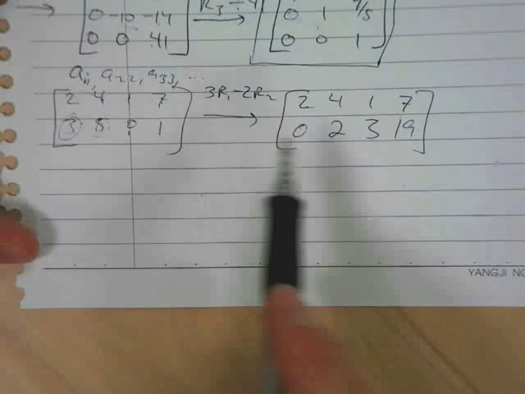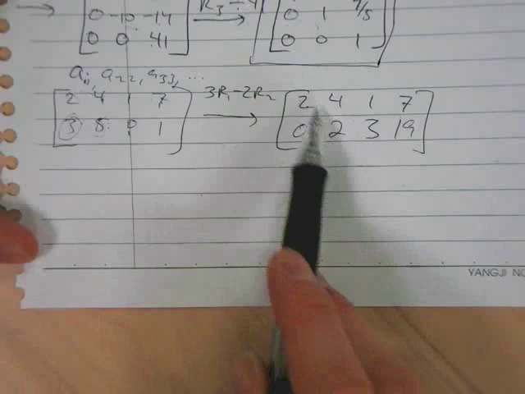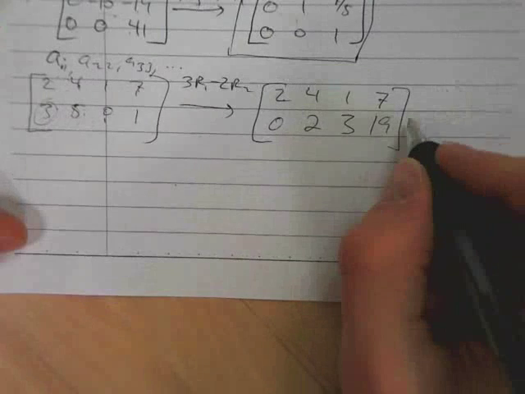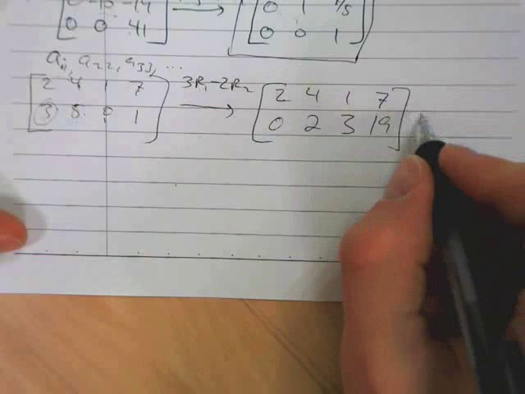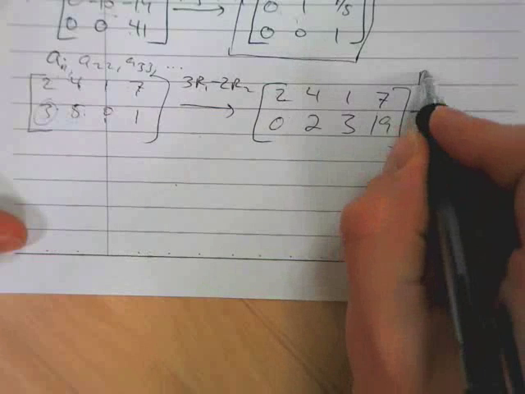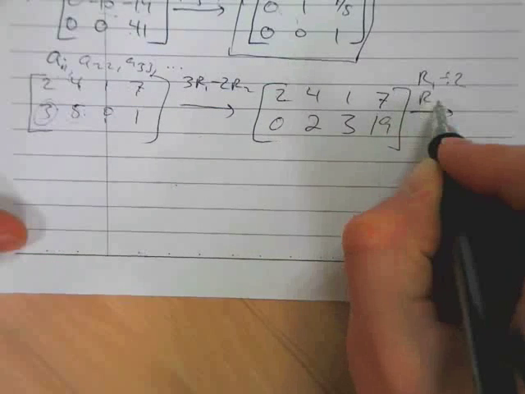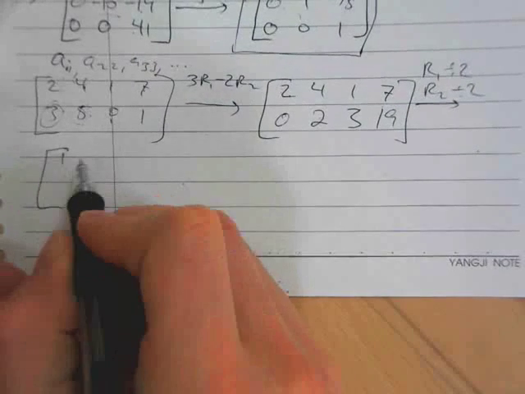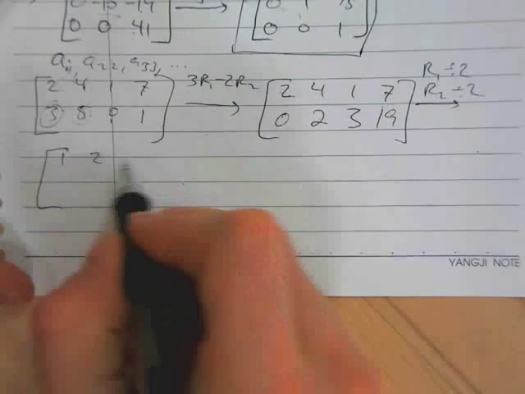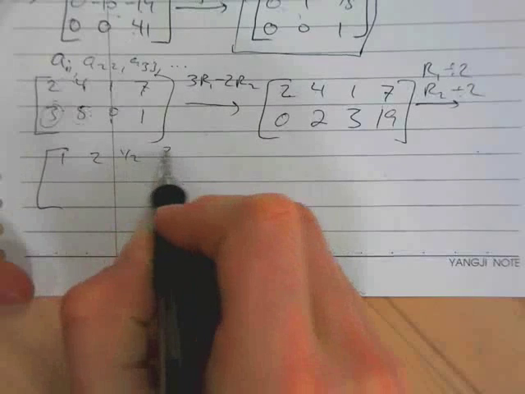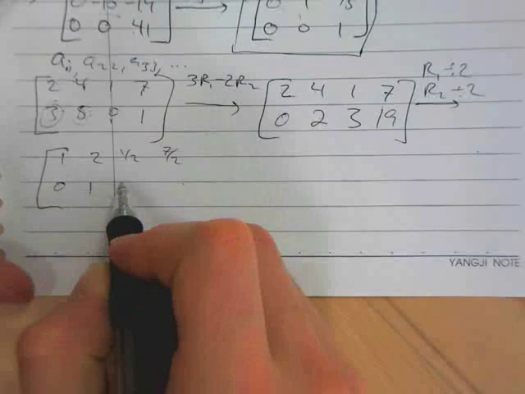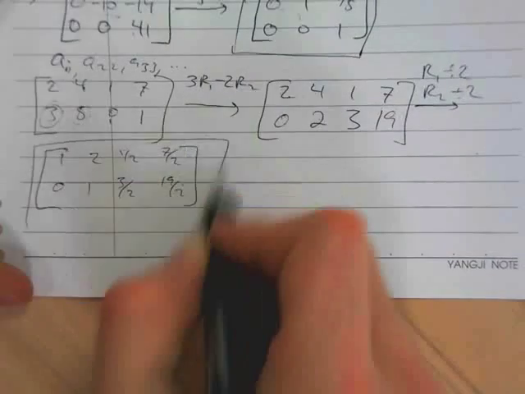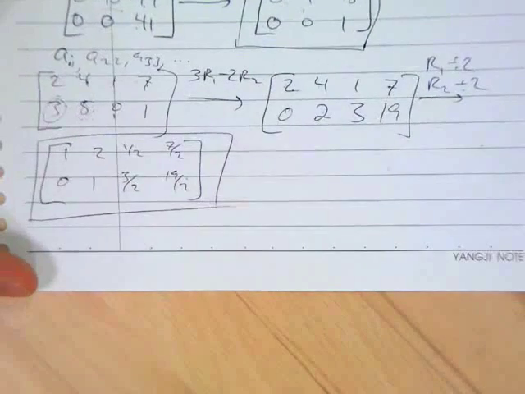And then I need to have 1s in these diagonal entries. And in order to have 1s in these diagonal entries, I simply need to divide both of those rows by 2. So I'm going to take row 1 divided by 2 and take row 2 divided by 2. And so I get 1, 4 divided by 2 is 2, 1 half, 7 halves, 0, 1, 3 halves, 19 halves. And this is my matrix in row echelon form.